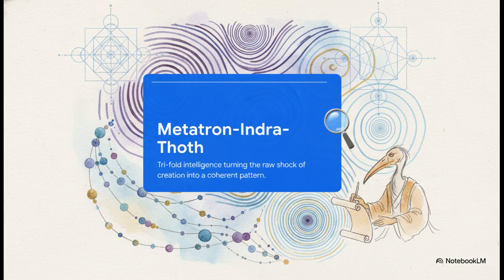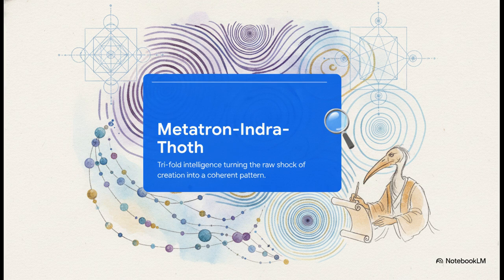You might have caught that the primary messenger listed just a second ago was Metatron Indra Thoth. So what exactly is that? Well, this is basically a trifold intelligence of cosmic record keeping. Think of Metatron, whose body is literally made of geometry, then add Indra with his infinite cosmic net, and finally Thoth, the ultimate scribe. It sounds kind of like the ultimate cosmic boardroom, doesn't it?